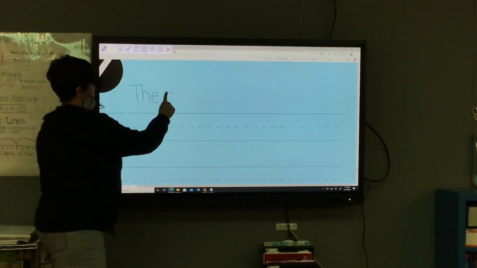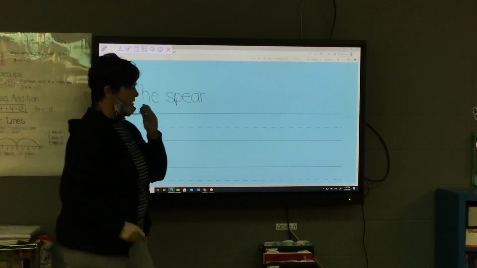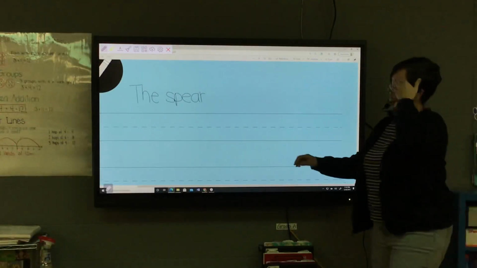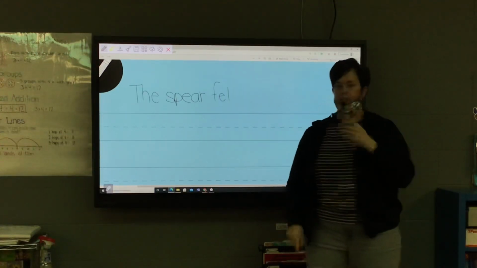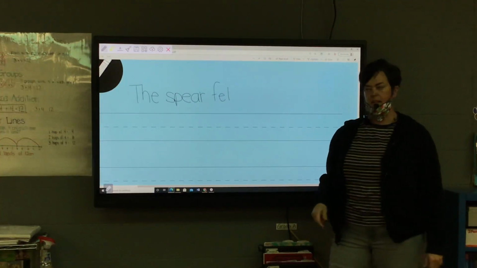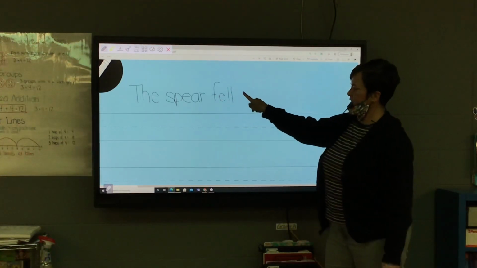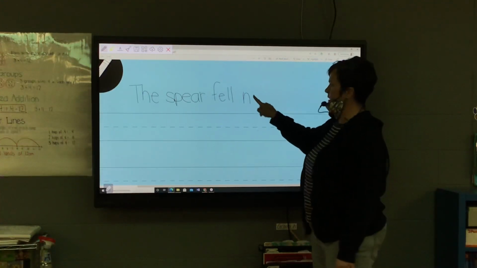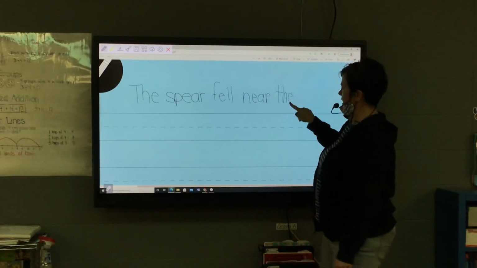So we've already talked about the word spear just a moment ago. The spear fell. Is this correct for fell? No. It's a short vowel, so what do I have to do to my L? Double it. I have to double it. The spear fell near, what's saying the ear in near? Everybody? Ear. E-A-R, near, sight word, the.